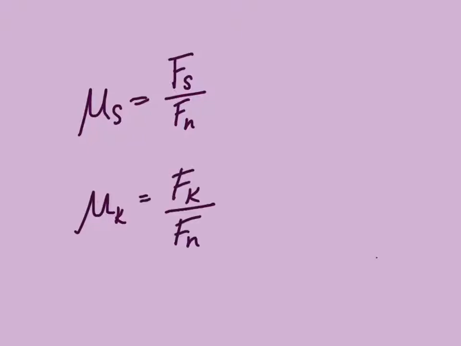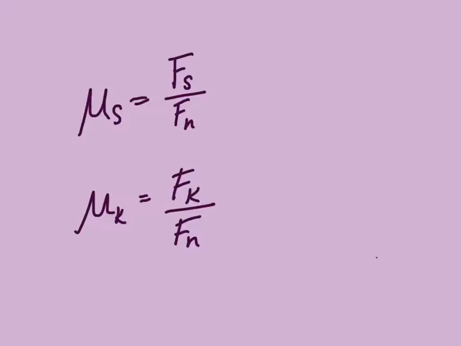So you're already familiar with mu s, the coefficient of static friction, and you know that it's equal to the force of static friction divided by the normal force. It's a ratio of the two. And you know mu k, which is, of course, the ratio. It's the force of kinetic friction divided by the normal force. Again, the ratio of the normal force and force of kinetic friction.